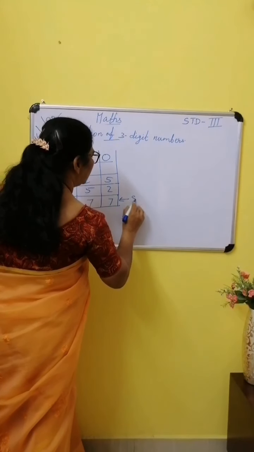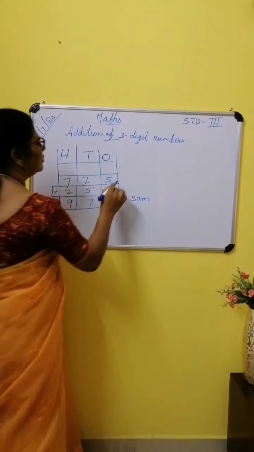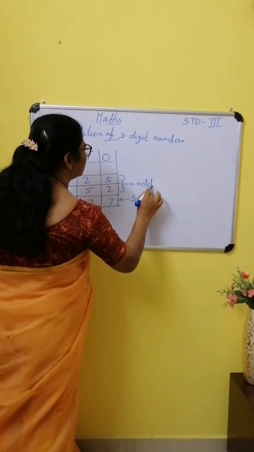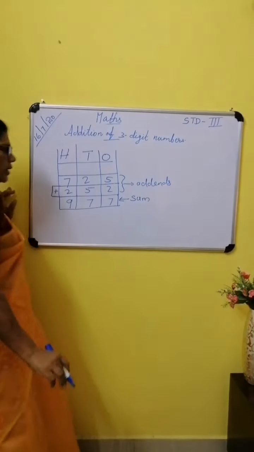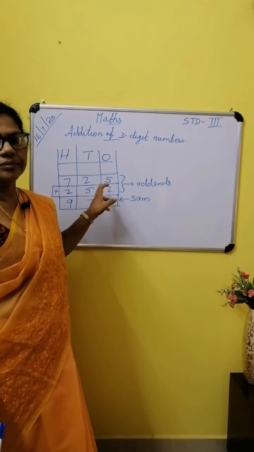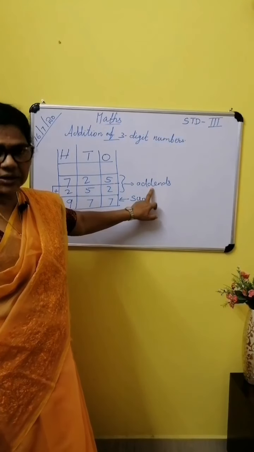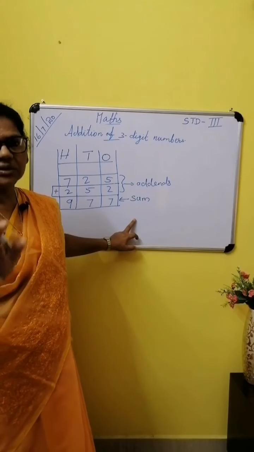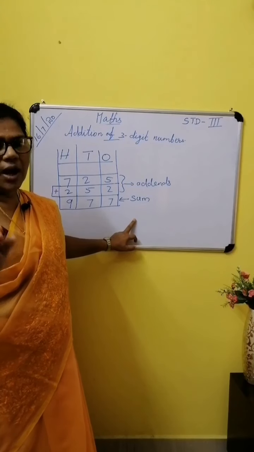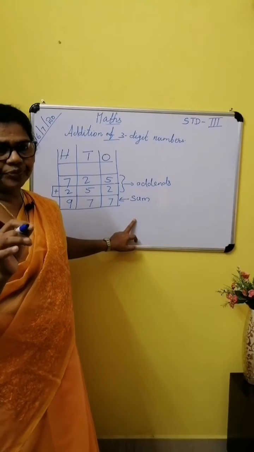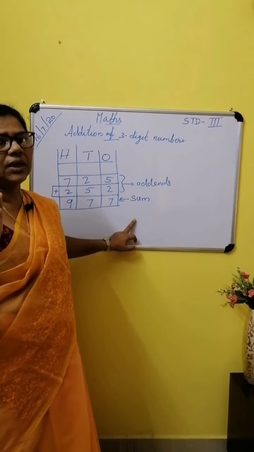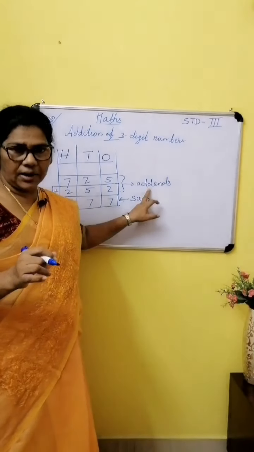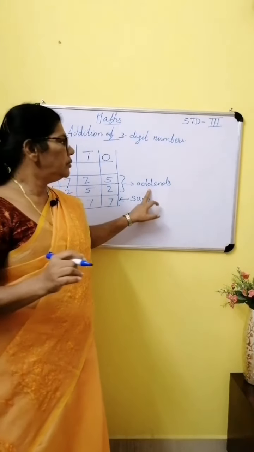See, we give you SUM, sum. This is called what? Addends. The numbers which are being added are called addends. When we get the answer of addition, it is called a sum. Don't forget, the answer of addition is called a sum. These numbers in addition questions are called addends. Understood?